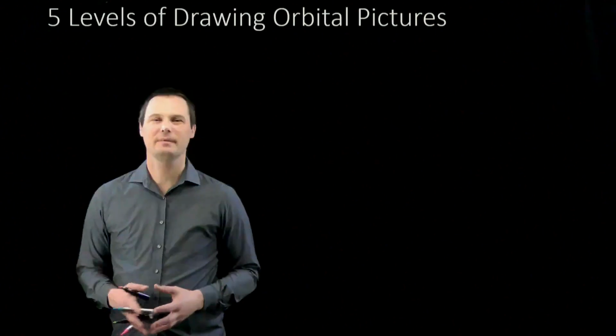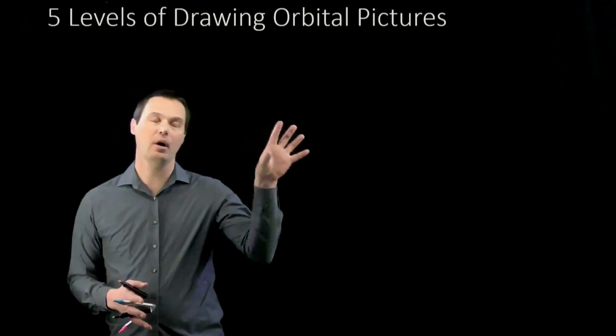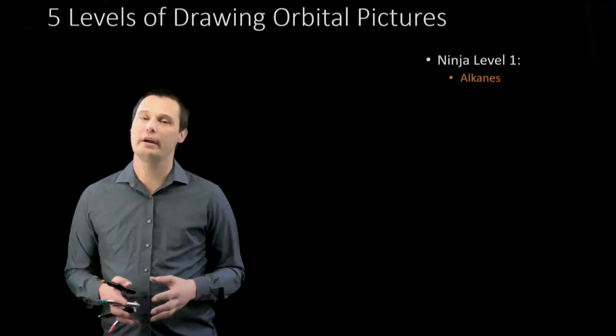Hey OChemNinjas! In this video, we're going to go through 5 levels of drawing orbital pictures from Ninja Level 1 all the way up to Ninja Level 5. First up, we have alkanes, a relatively simple molecule to draw in an orbital picture.